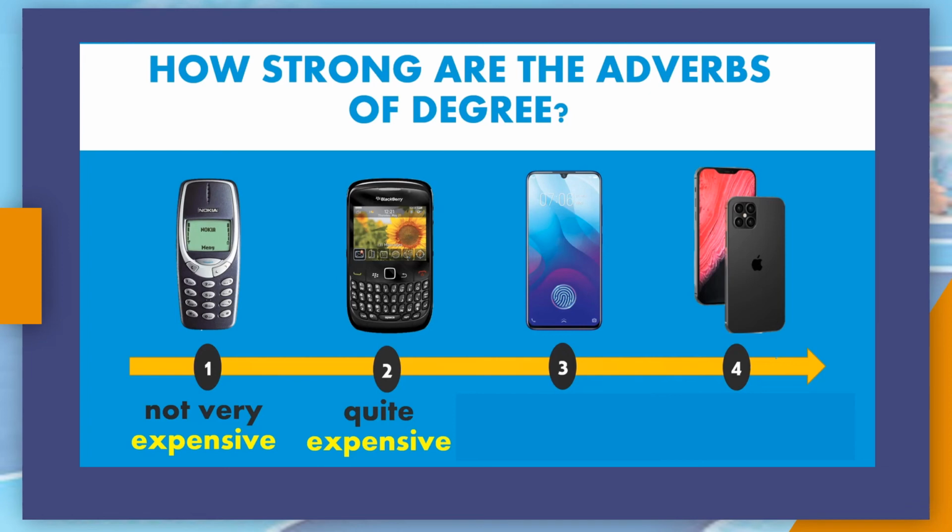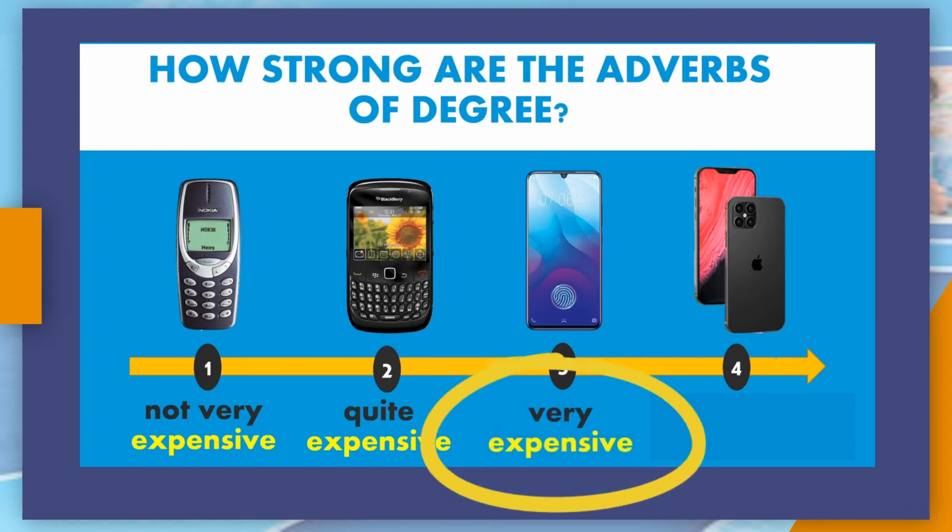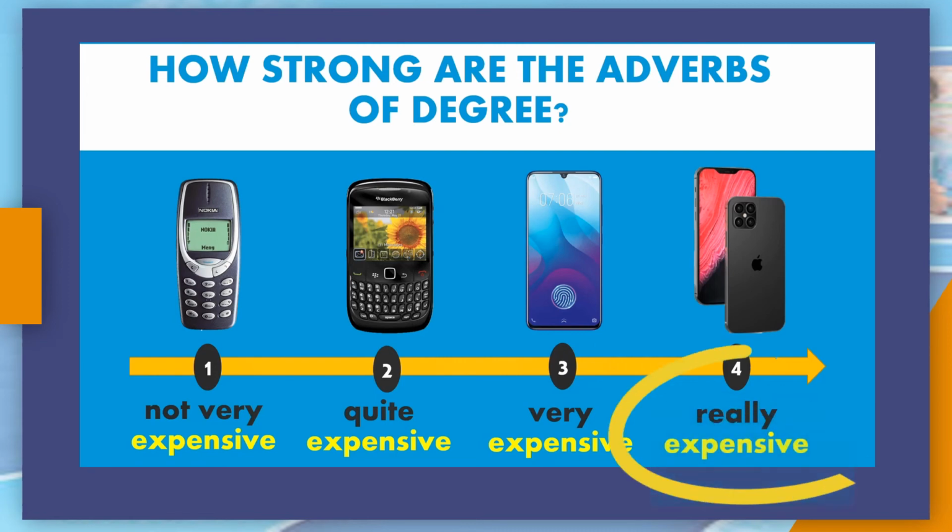Next we have very expensive. Very means it's a lot more expensive than the BlackBerry. And then the last one we have is really expensive. Really means too expensive. That is the meaning. So not very expensive means it's cheap. Not very means you can afford to buy it.